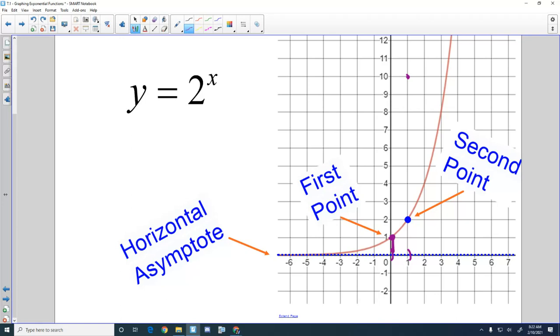And so then after you draw the asymptote, first point, second point, then just draw the curve. And that's going to be it. Seems easy enough, right? Yes. We'll see. I hope so.